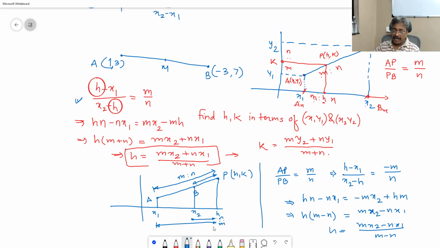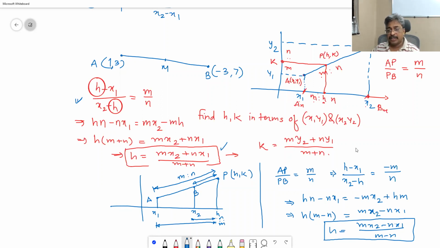m cannot be equal to n. The distances from here to P and from P to B cannot both be equal, and hence the denominator will never be zero. In fact, if that has to happen, then this P has to go to infinity, far away, so that m upon n continues to remain the same. Okay, so this is the formula for external division. This is the formula for internal division.